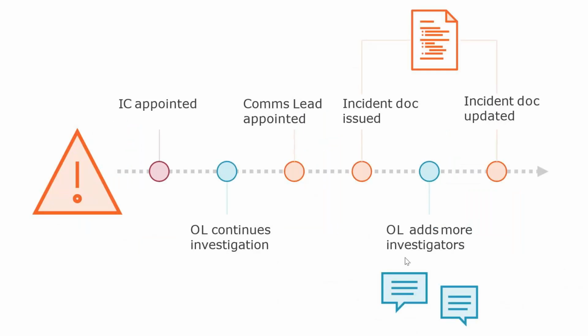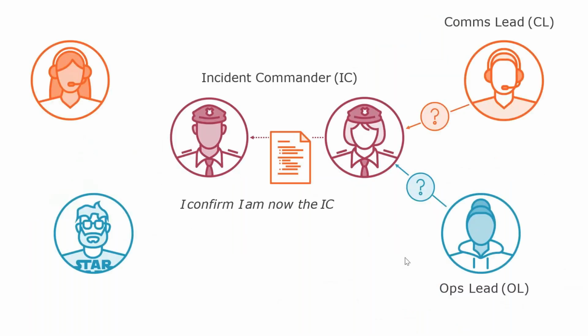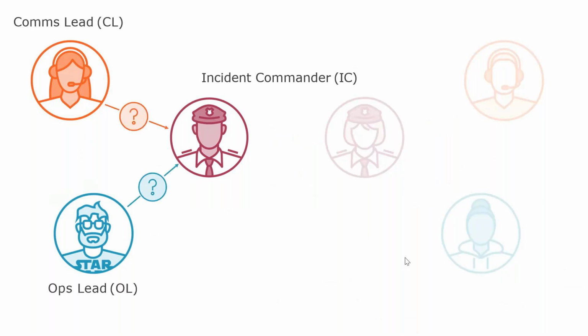Okay, so the flow should be like this: IC appointed for any incident. IC continues, then OL continues investigations. Communication lead appointed. Incident doc issued. OL adds more investigation and incident doc updated. So this is a kind of loop which keeps coming and we work on it. So these are the people: IC, OL and CL work together on the incident, and they try to do the postmortem and RCA and stuff like that.